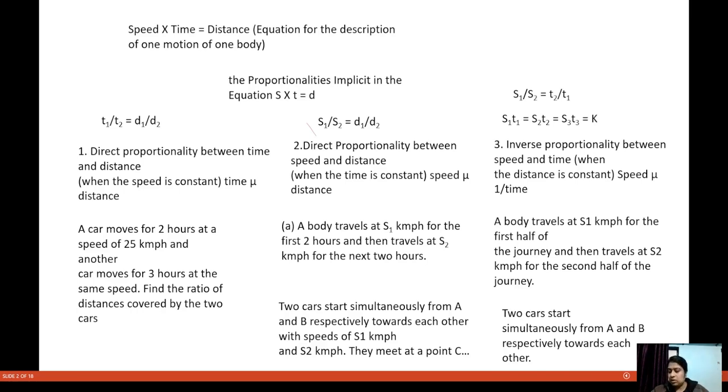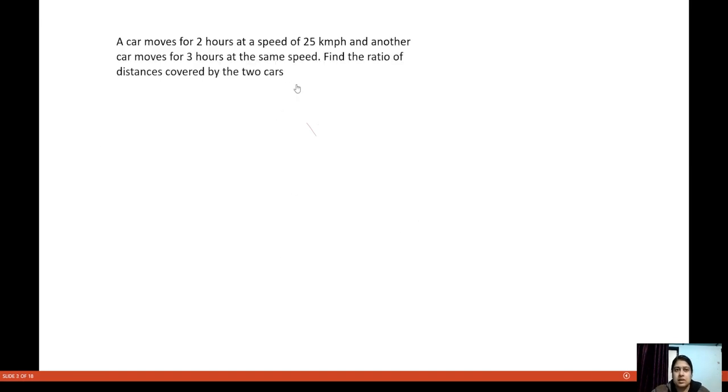Okay, so let's now go deeper into solving some questions. So let's begin. Now look at this question, what this question is saying. A car moves for 2 hours at a speed of 25 kilometer and another car moves for 3 hours at the same speed. Find the ratio of the distances covered by two cars.